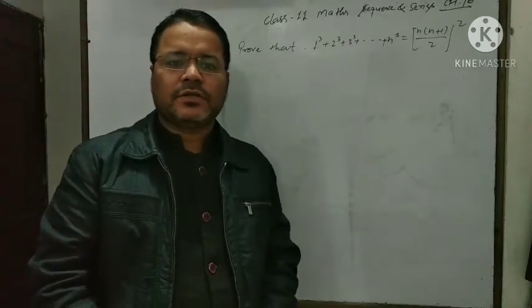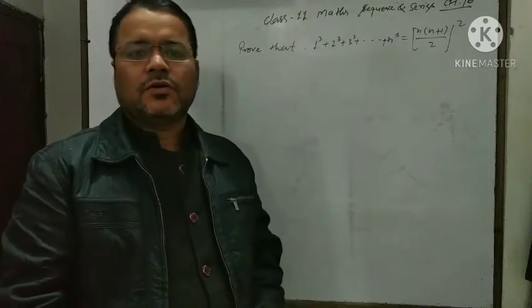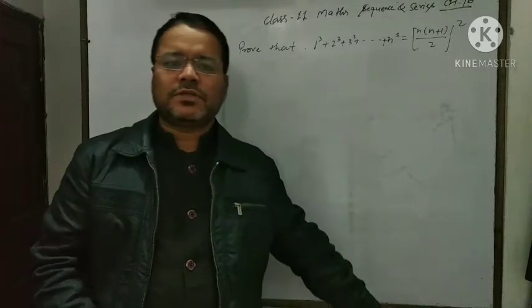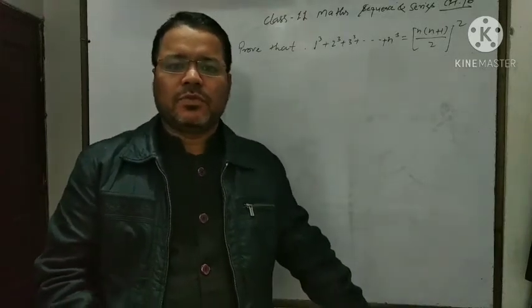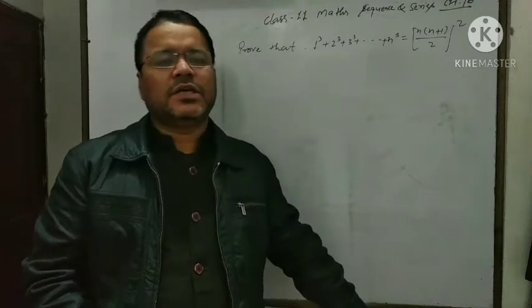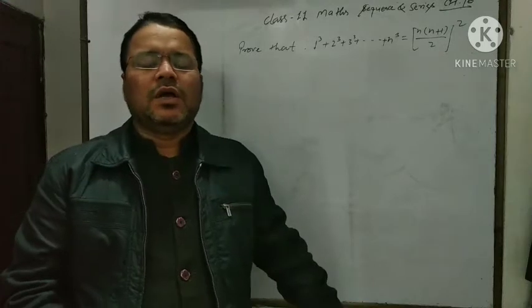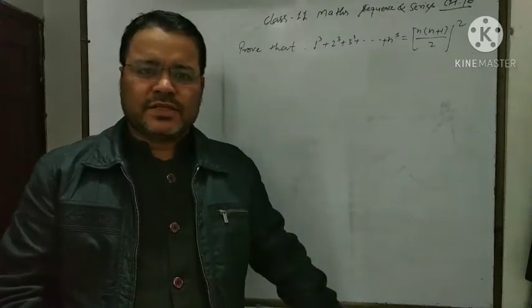Today we will discuss the sum of the cubes of the first n terms. In our last video class, we discussed that the sum of the first n natural numbers is equal to n into n plus 1 by 2, and the sum of the squares of the first n natural numbers is equal to n into n plus 1 into 2n plus 1 by 6.